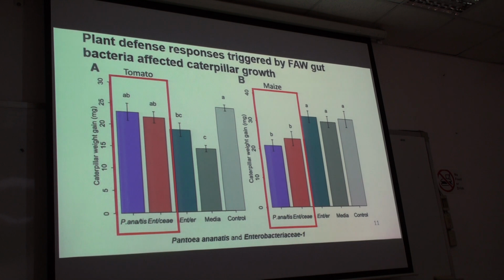By this result, scientists found that these two bacteria in tomato lead to higher caterpillar weight gain than the media treatment, which is similar to the control. But in maize, the caterpillar's weight gain is lower than with the media and control.